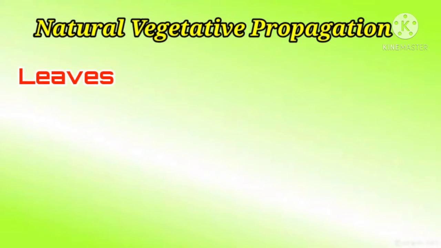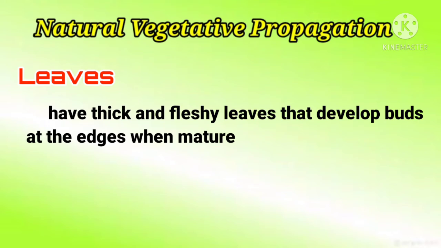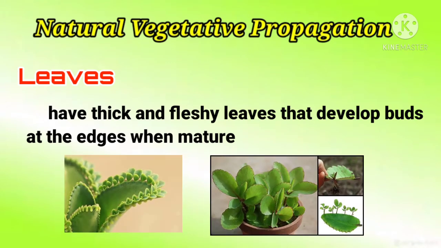Let's go to the leaves as the vegetative part. They usually have thick and fleshy leaves that develop buds at the edges when mature. The leaf buds detach from falling to the ground to become individual new plants. An example is the katakataka plant.